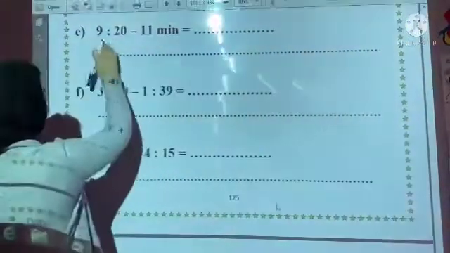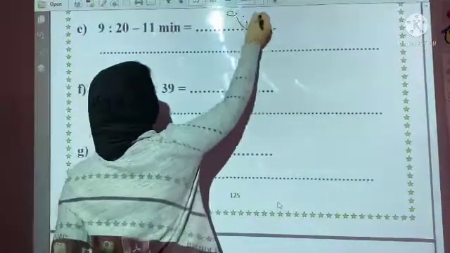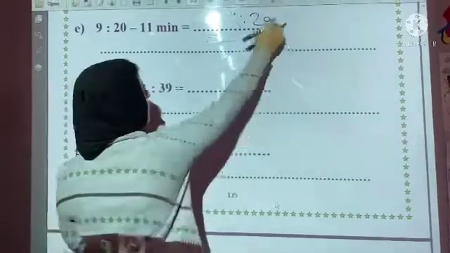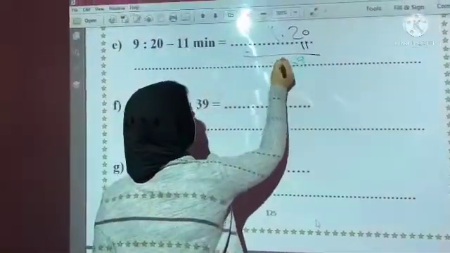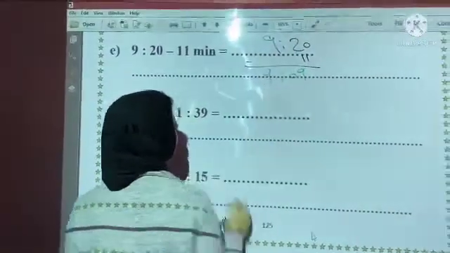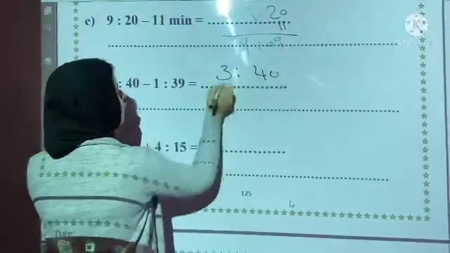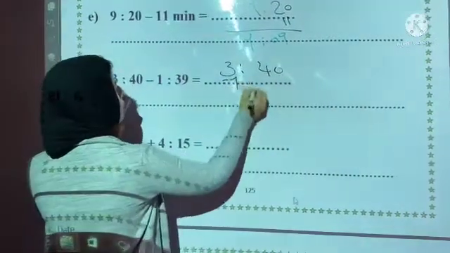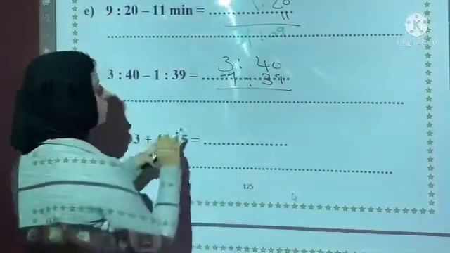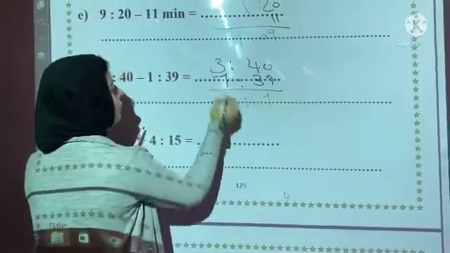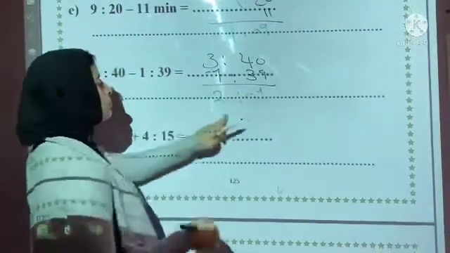Here I have 9 and 20 minutes minus 11. So 20 minus 11, it will be 9. And 9 minus nothing, it will be 9 the same. Here 3 and 40 minus 1 and 39. Let's start with minutes. 40 minus 39, it will be 1 minute, and 3 minus 1, it will be 2. So it will be 2 and 1.